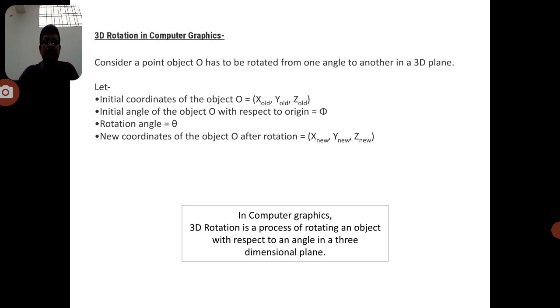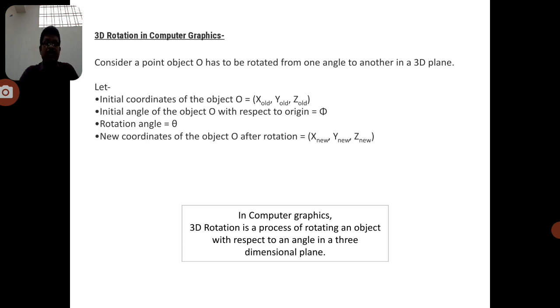So here two angles are identified in the 3D rotation. One is the phi value. The phi value is the initial angle of the object O, in the sense that O can be represented as an object. So the object O with respect to the horizon. That is the initial angle whatever object you take on the three-dimensional plane. That angle should be taken as the initial angle, that is the phi value.